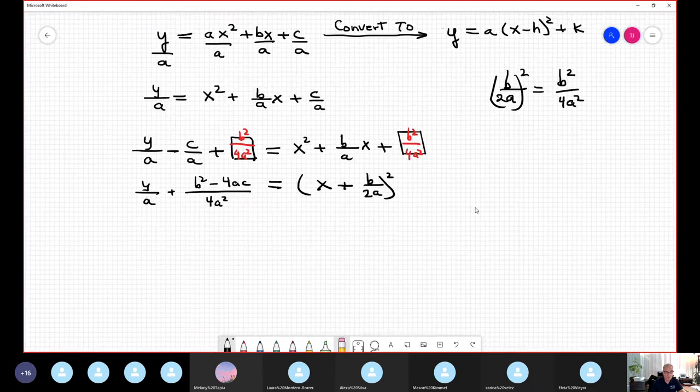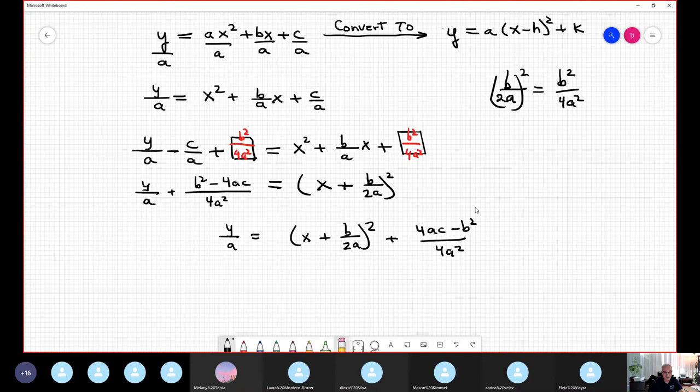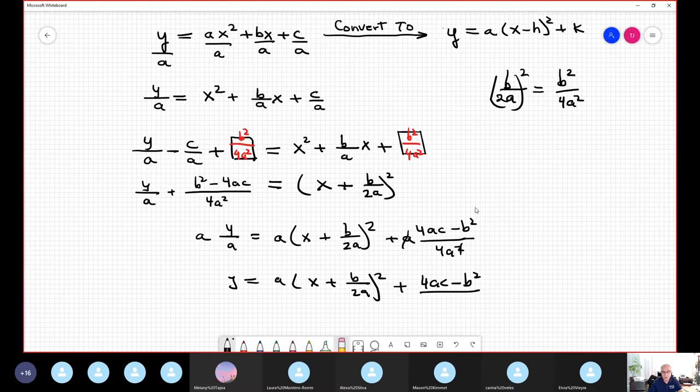No more mathematical proof, guys. I put y over a here, staying on the left hand side. On the right hand side, we have x plus b over 2a squared, plus, and you change the sign of this, 4ac minus b squared over 4a squared. It doesn't matter, you put the minus here in the original order. This is more like the proof that you can see in the book. Now, finally, multiply the whole thing by a, because I want to solve for y. Y alone is equal to a times x plus b over 2a squared. And this a cancels out with the only one, and what stays is 4ac minus b squared over 4.